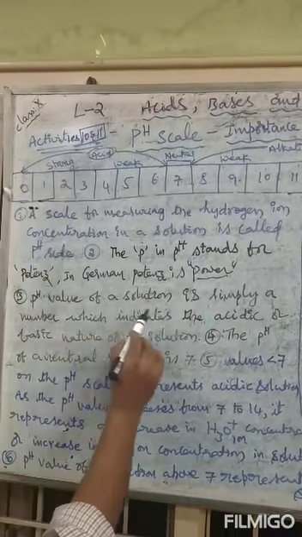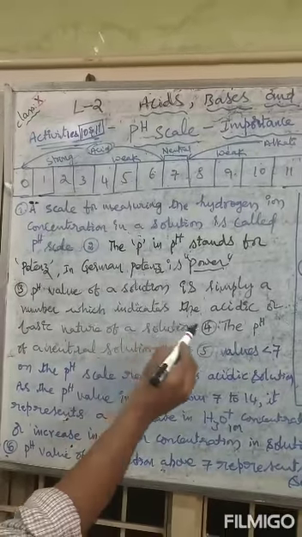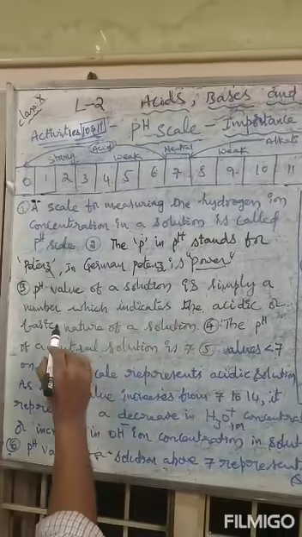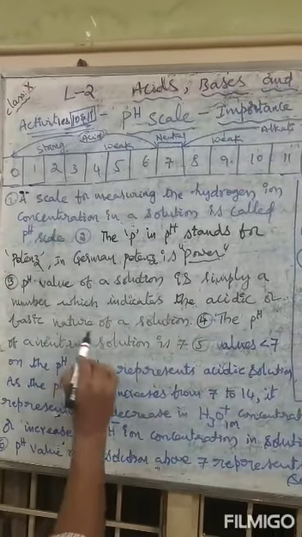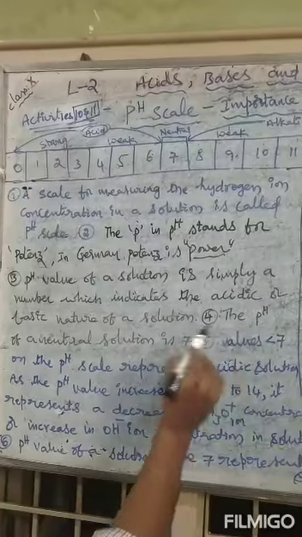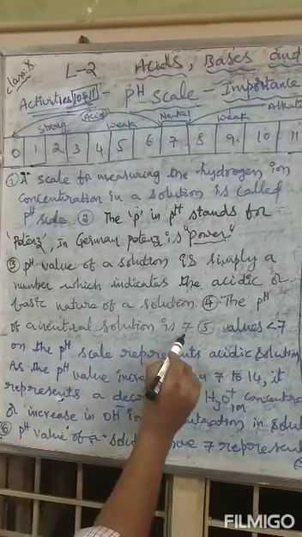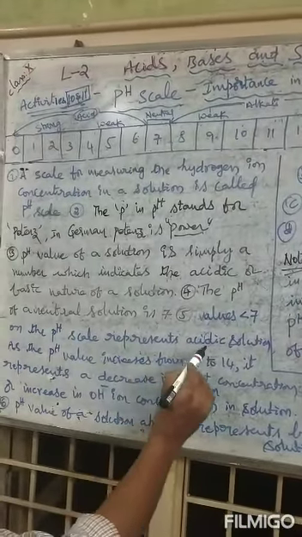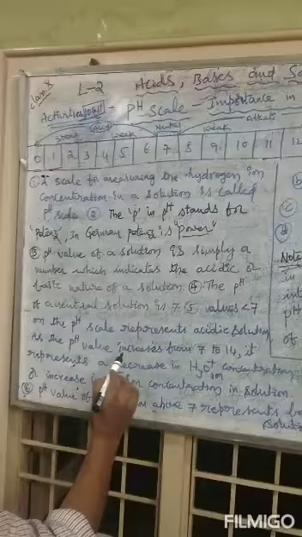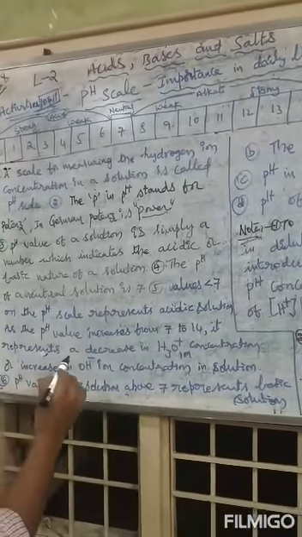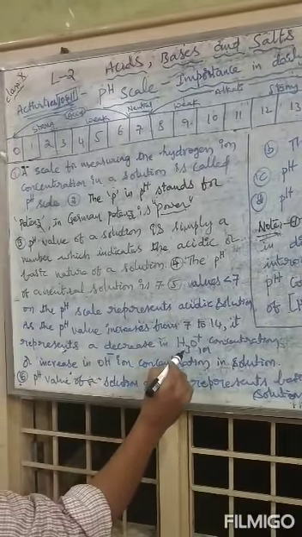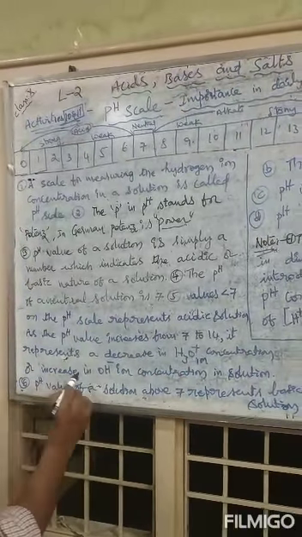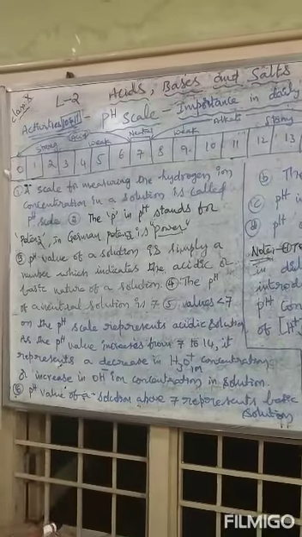The pH value of a solution is simply a number which indicates the acidic or basic nature of a solution. Point number 4. The pH of a neutral solution is 7. A value less than 7 on the pH scale represents an acidic solution. As the pH value increases from 7 to 14, it represents a decrease in the hydronium ion, H3O plus, concentration, or an increase in OH minus ion concentration in a solution.